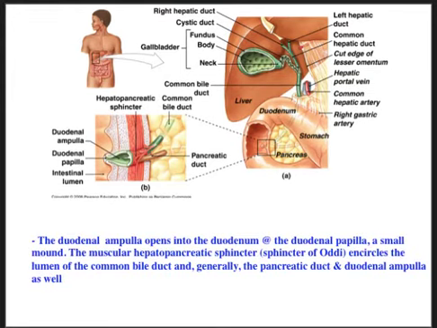The duodenal ampulla opens into the duodenum at the duodenal papilla. This is a small mound of tissue that penetrates the duodenal wall. The muscular hepatopancreatic sphincter, also known as the sphincter of Oddi, circles the lumen of the common bile duct, and generally the pancreatic duct and duodenal ampulla as well. And what does this sphincter do? It opens and shuts at the command of the stomach and allows both the pancreatic juice and the bile salts to be introduced into the lumen of the duodenum.